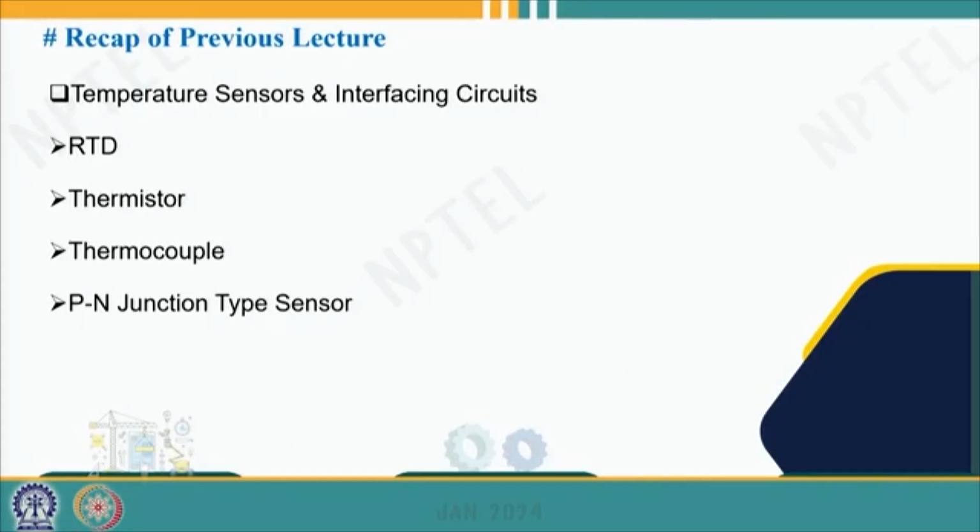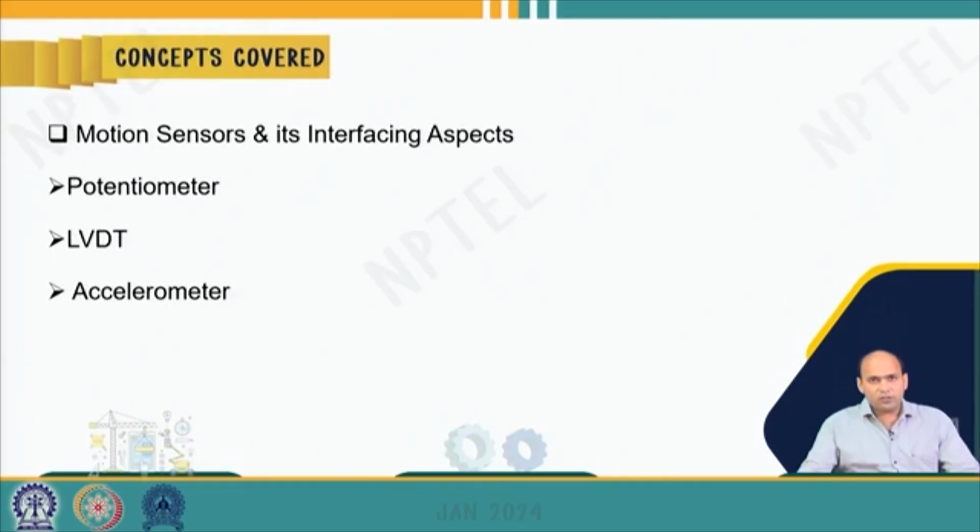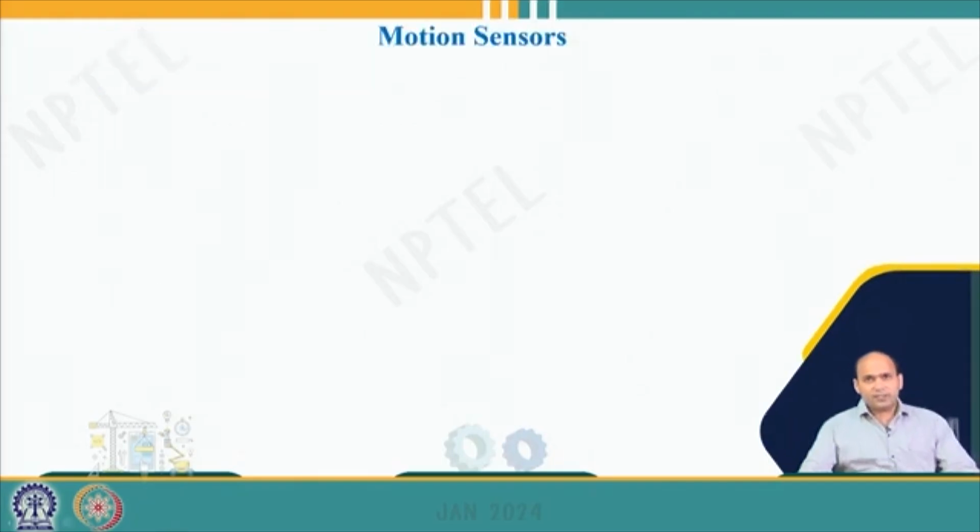Quickly recapping the last class activity. In the last lecture we discussed temperature sensors and their interfacing circuits, where we learnt about the RTD, thermistor, thermocouple and PN junction type sensor. So, these 4 types of temperature sensors along with their interfacing circuits we have discussed. In today's topic we will discuss motion sensors and their interfacing aspects. Under motion sensors we will primarily discuss the potentiometer, LVDT and accelerometer. So, let us start today's session.